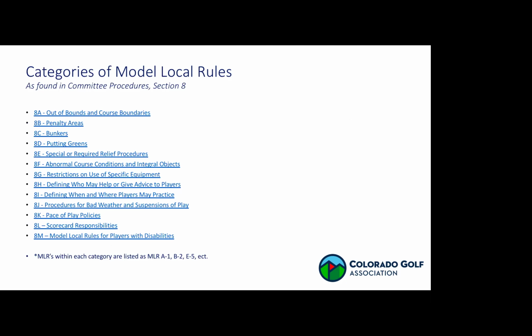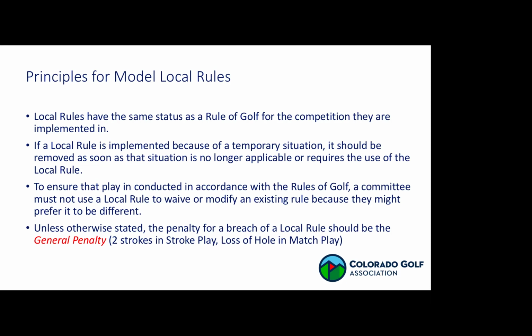Typically, and you'll see this, go back for 1 second, George. Typically, we'll see this stated on a local rule sheet or a hard card or whatever method we're using to communicate these local rules. But typically, the penalty for breaching a local rule is going to be the general penalty. So 2 strokes in stroke play, loss of hole in match play.